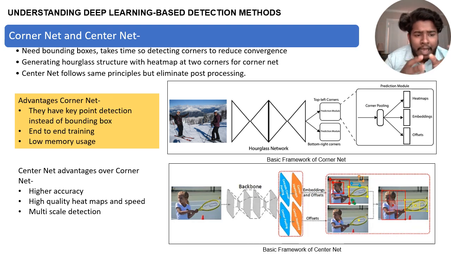But as CenterNet was developed after CornerNet, CenterNet has some advantages over CornerNet. Like CenterNet has a higher accuracy. Also, CenterNet has high quality heat maps and speed. Also, it increases the speed. Also, the main advantage of CenterNet is that it has multi-scale detection, which is very important in object detection.